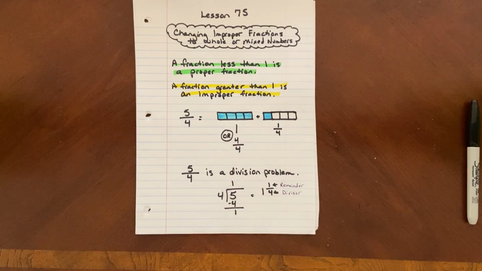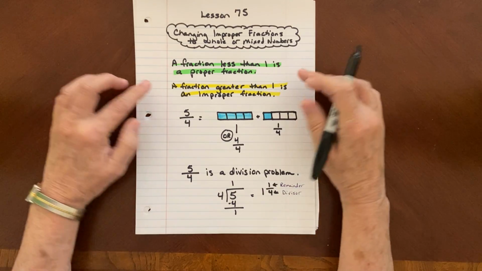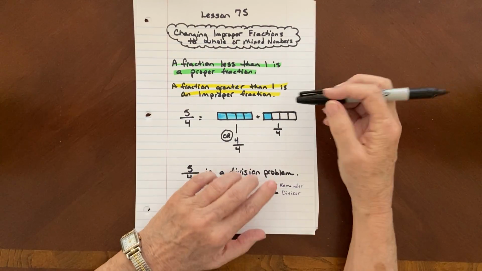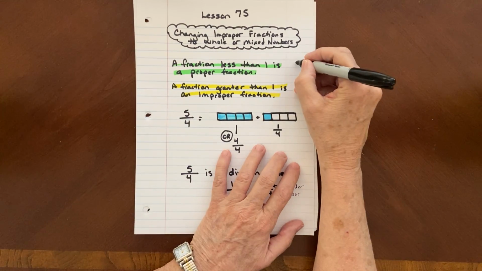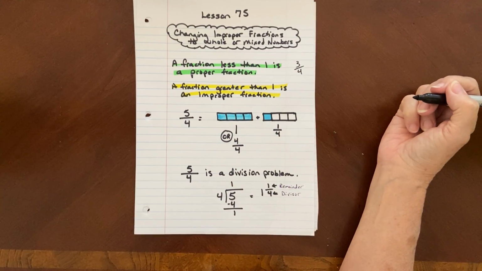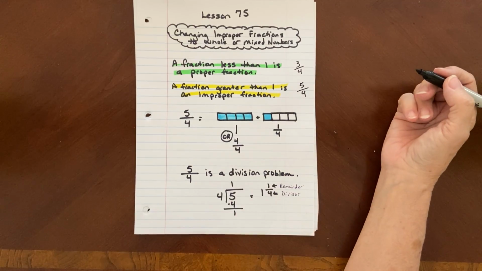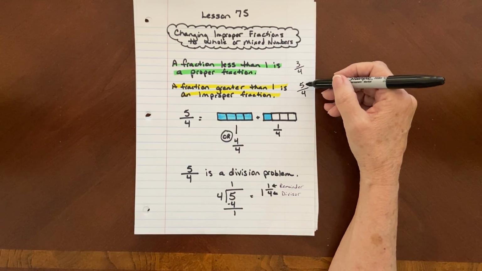Okay, this is lesson 75, changing improper fractions to whole or mixed numbers. So a fraction that's less than 1 is called a proper fraction, and a fraction that's greater than 1 is an improper fraction. You don't hear proper fractions too often, but you hear improper fractions a lot. A proper fraction means you only have a part of something. An improper fraction means you have more than one of something.